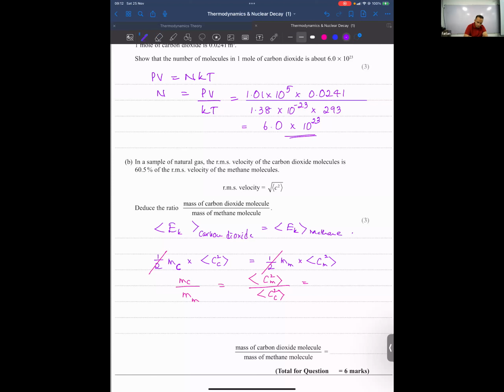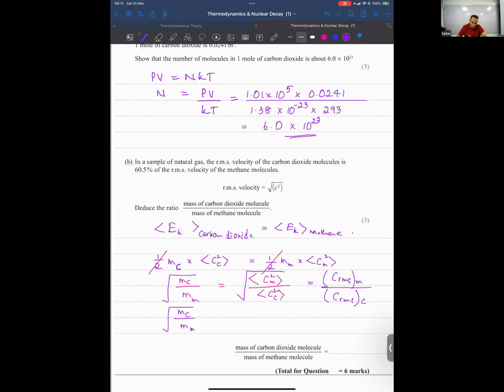So what I'll do is, now this is the equation. If I take the root on either side, the square root of the mass of carbon dioxide over the mass of methane is going to be c_RMS of methane over c_RMS of carbon dioxide. So that is what they have told.